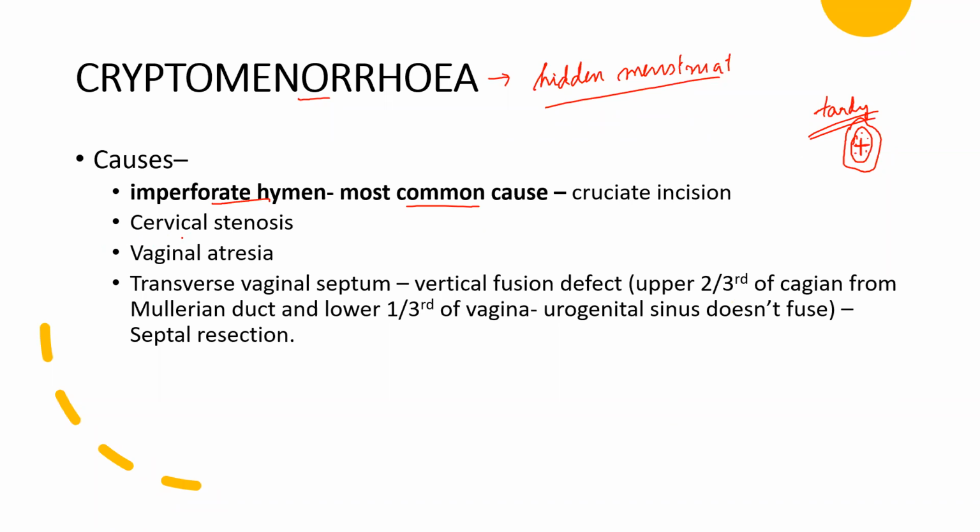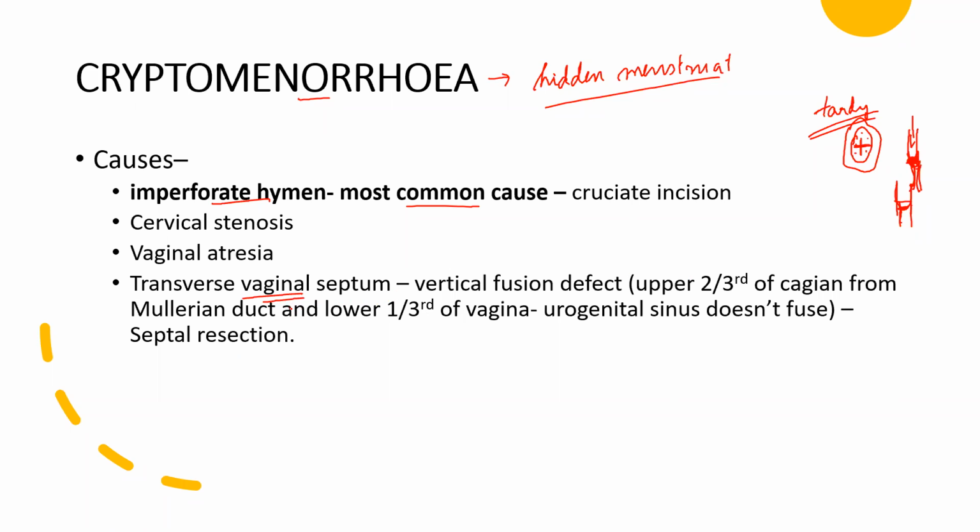The next one is cervical stenosis. Now this one was an imperforate hymen. We know even a transverse vaginal septum can cause cryptomenorrhea, because again the flow of the blood will not be there. Now if there is cervical atresia itself, there is no opening in the cervix. So cervical stenosis or cervical atresia, a blockage or narrowing of the cervix. In that particular case also blood will be collected beyond that. Second one, vaginal atresia again, a blockage. The same way, a transverse vaginal septum too.